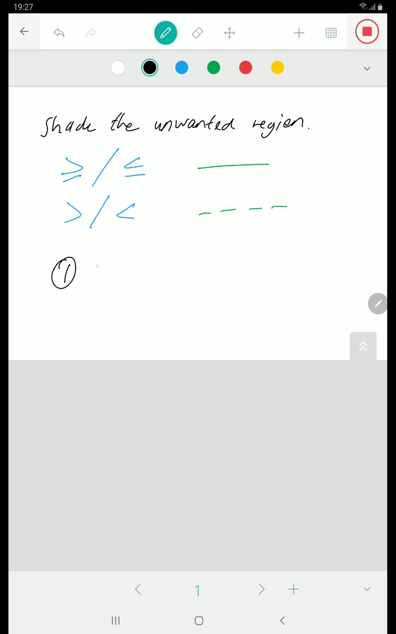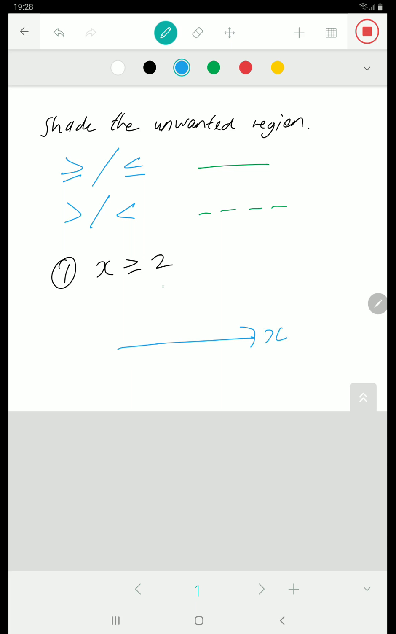If let's say it asks you to shade the unwanted region for x bigger equal to 2, so what do I draw here? I draw x-axis and y-axis. Okay, bigger equal to 2, so on the x-axis there I mark 2. Bigger equal is a straight line, so then I draw a straight line by using ruler. Of course not drawing freehand like that. So bigger equal supposed to be right hand side, so I put the region as region R. Then where I shade the unwanted region, I shade left hand side.